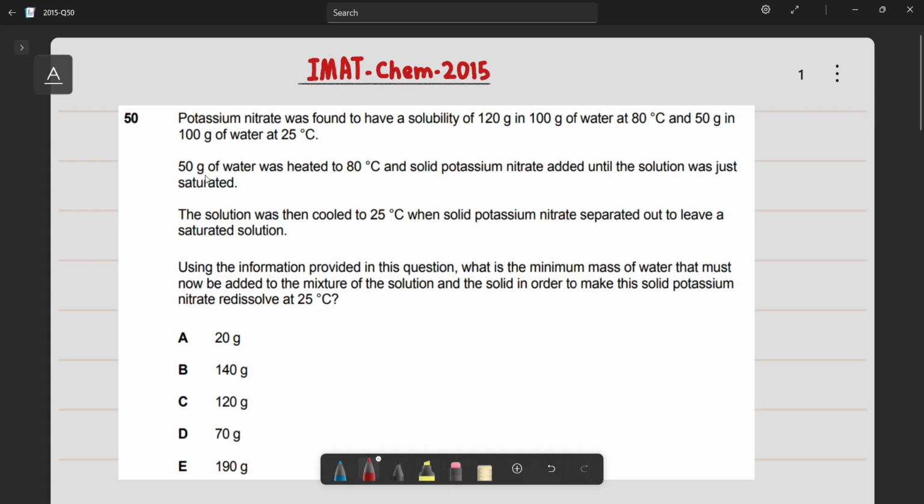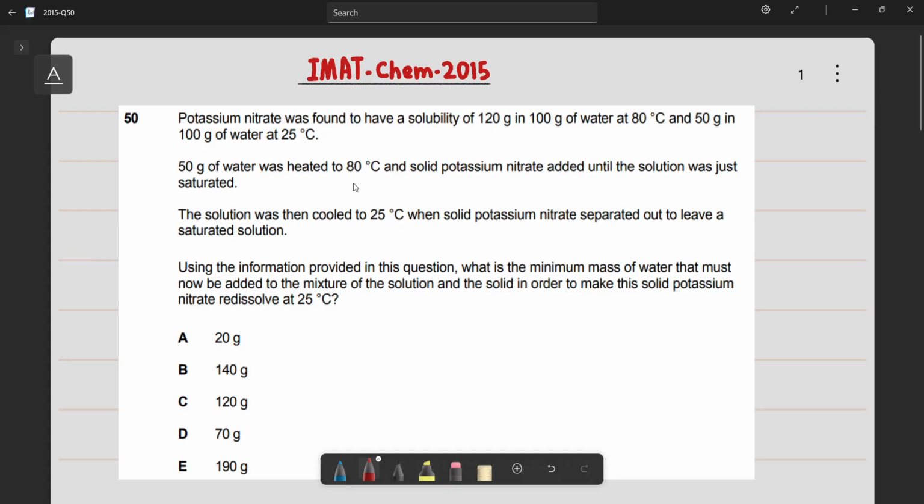The second part of this question says a 50 gram of water was heated at 80 degrees Celsius and solid potassium nitrate added until the solution was just saturated. So at the 80 degree temperature, 50 gram of water was used. Previously the question mentions 100 gram of water, so that's just the ratio. They're telling you this is the fixed ratio, this amount is dissolved in 100 gram of water. But now here's the real experiment where 50 gram of water is used.